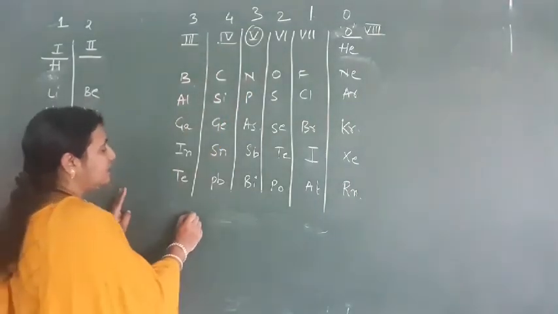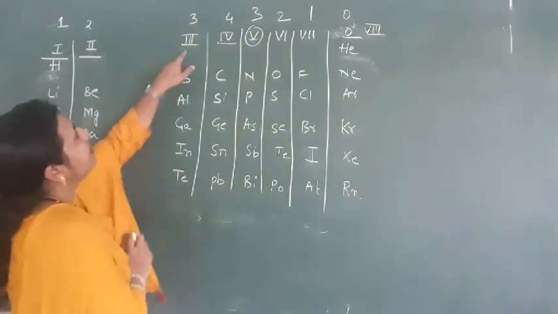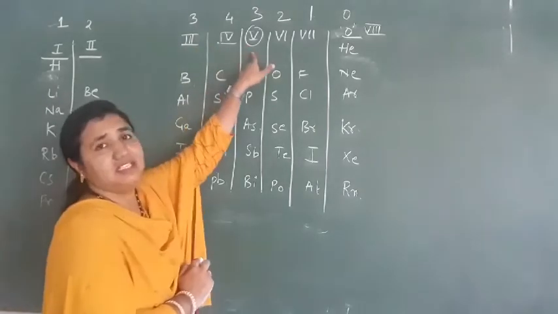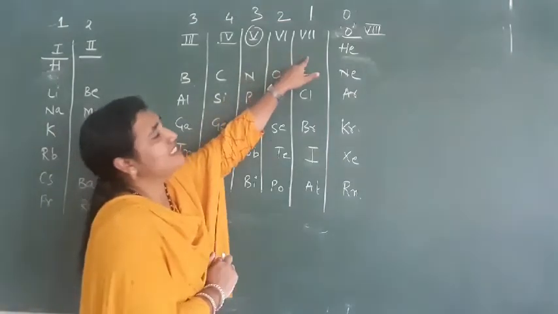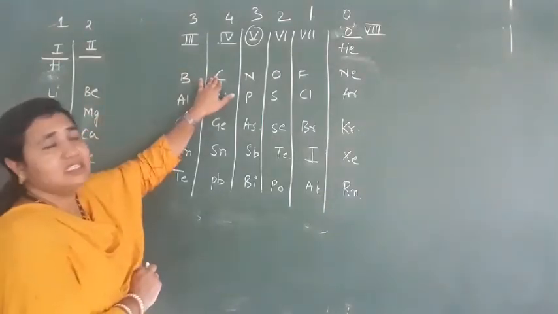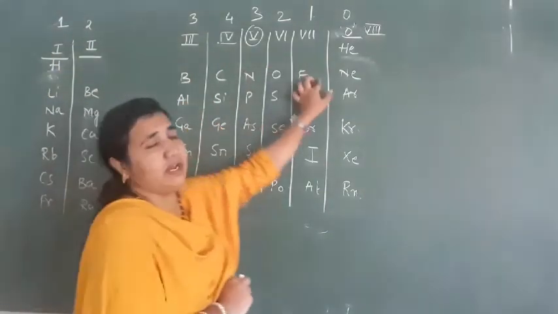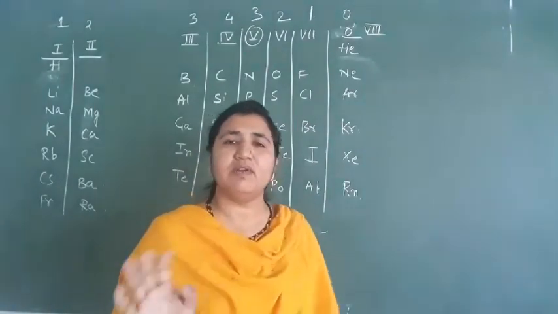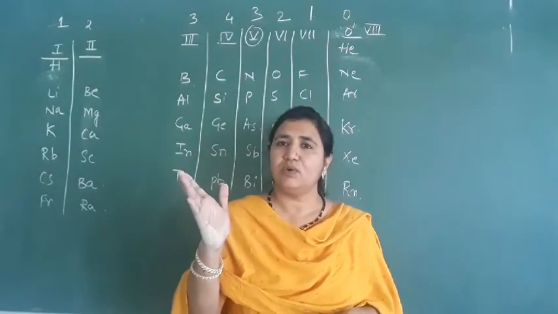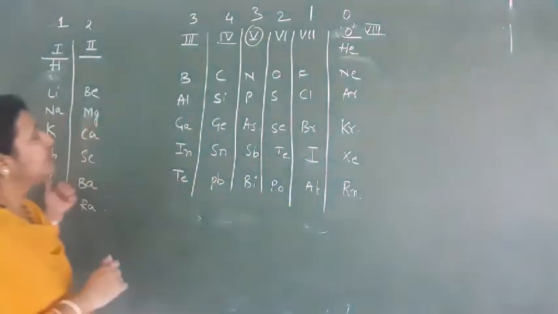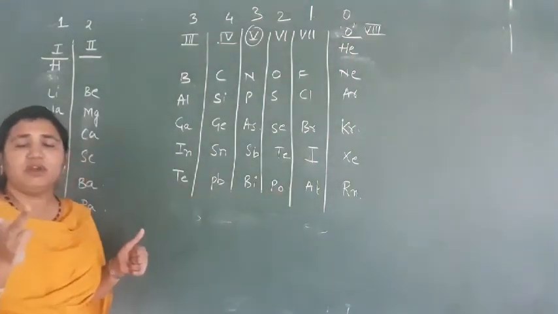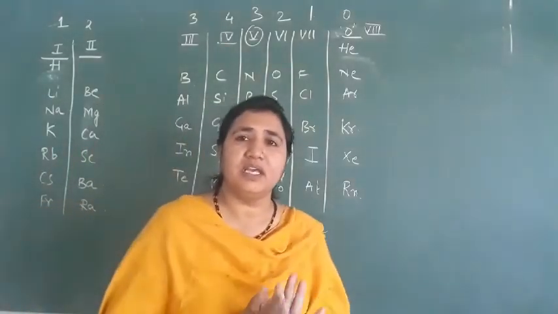You have to remember this. Third group valency is 3, fourth group valency is 4, fifth group valency is 3, sixth is 2, and seventh is 1. You can remember it as 1 2 3 4 3 2 1, even on your fingers. That is your valency.